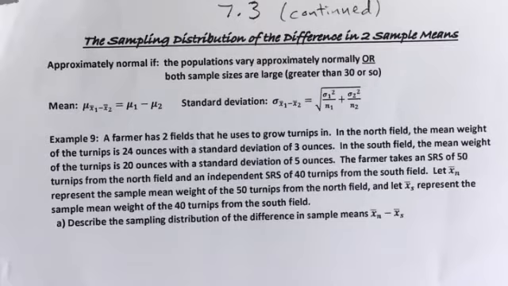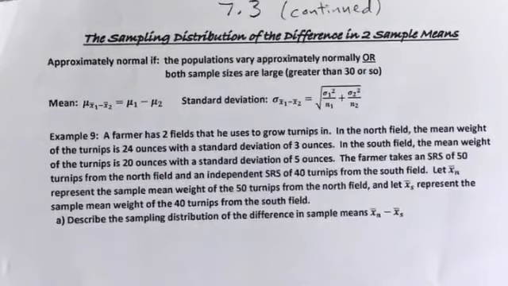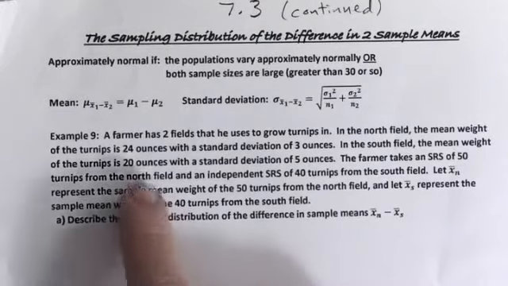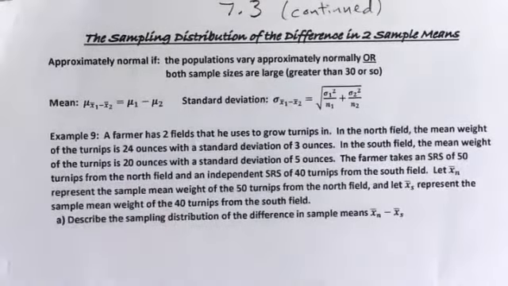All right, so now we're going to do the second part of chapter 7, section 3, which deals with the sampling distribution of the difference in two means. The first part of 7.3 dealt with just the sampling distribution of a single mean. I think the easiest way to understand this, which is sort of complicated, is to look at an example problem and explain it in the middle of the example.